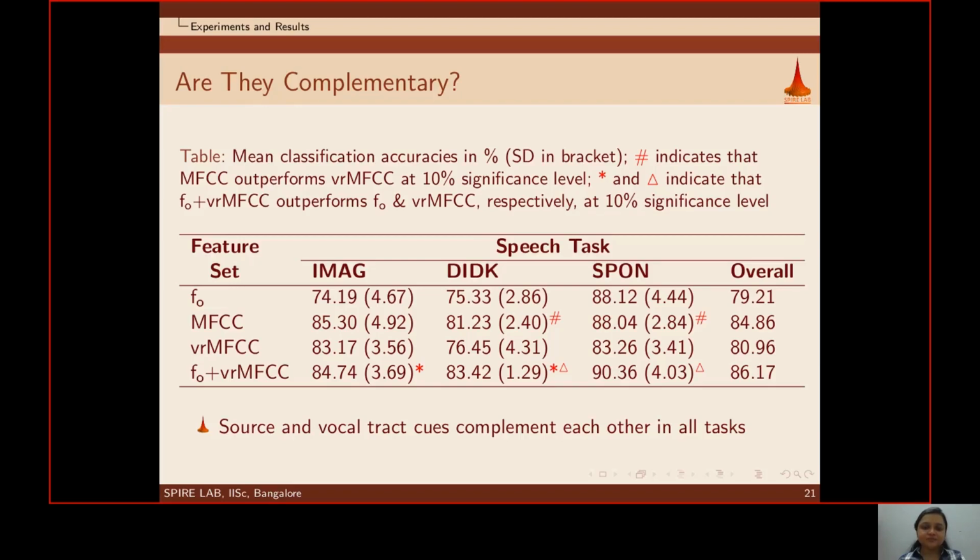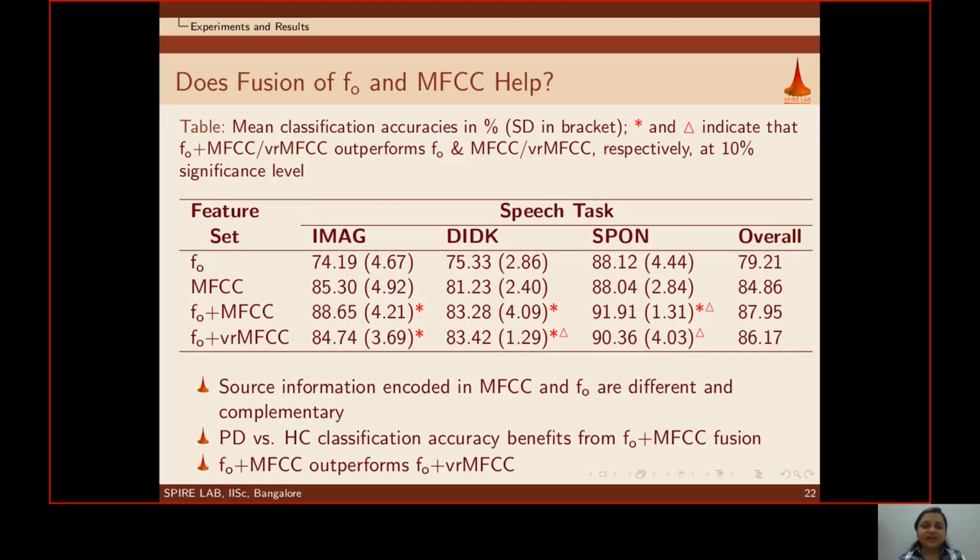The next question that readily arises is: MFCC has both source and vocal tract information, so what is the effect if we fuse F0 with MFCC? If you look at the third row of this table, which shows this fusion performance, you can see that it outperforms both the individual features. This indicates that the source information encoded in MFCC is different from that encoded in F0, and both these types of source cues complement each other. Also, the last two rows suggest that F0 plus MFCC outperforms F0 plus VRMFCC.